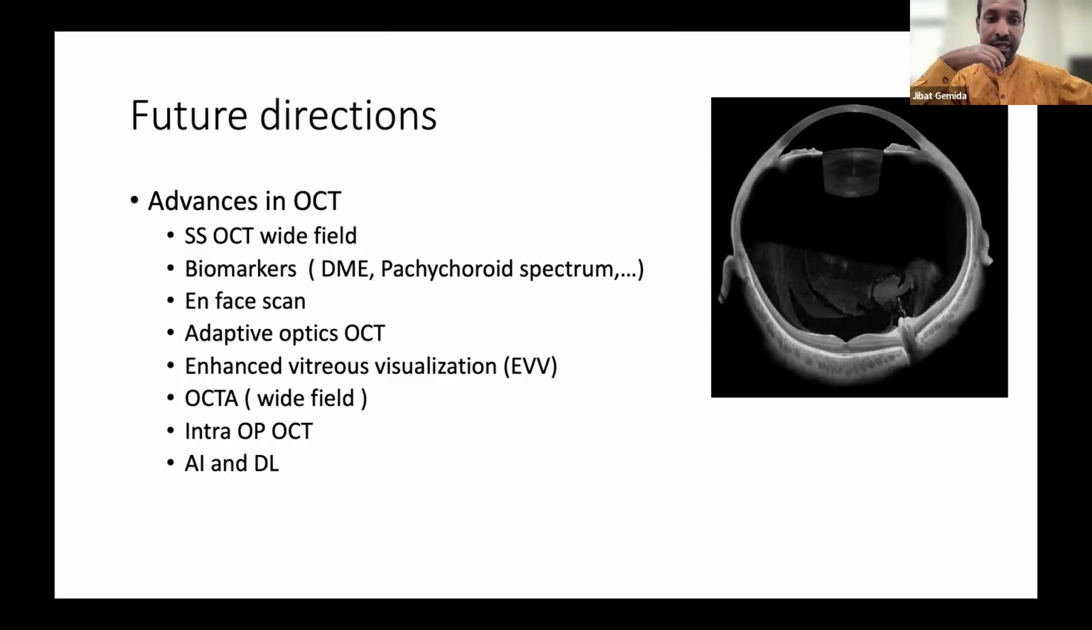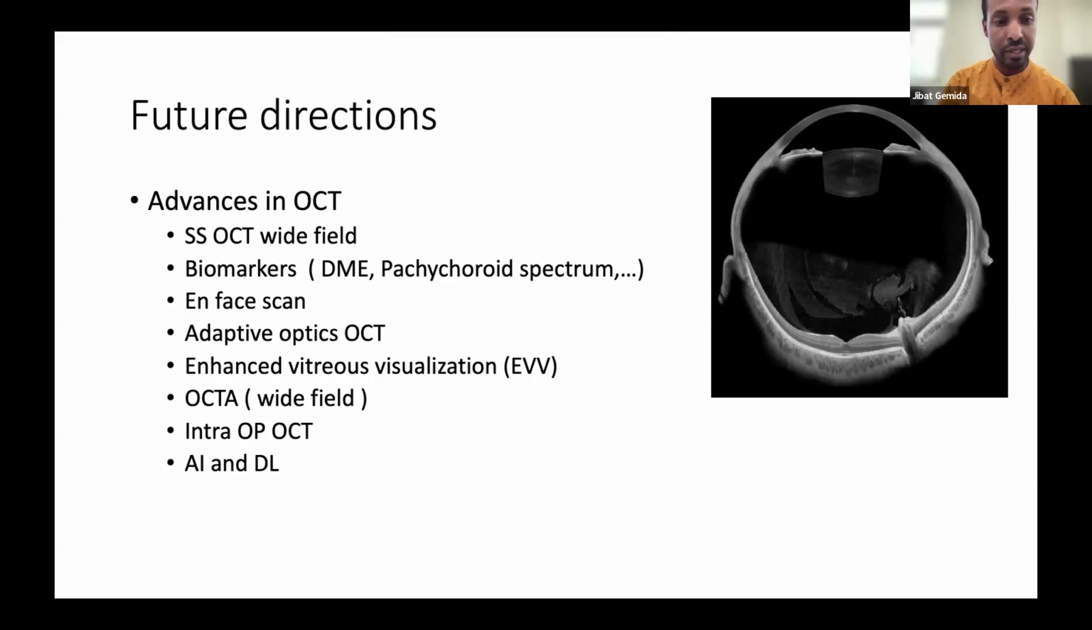Another advancement is adaptive optics OCT. This type of OCT is especially advanced in visualization of individual cellular structures of the retina. The other advancements are enhanced vitreous visualization and OCTA. OCTA came to the field in 2014, but nowadays there are wide field OCTA.